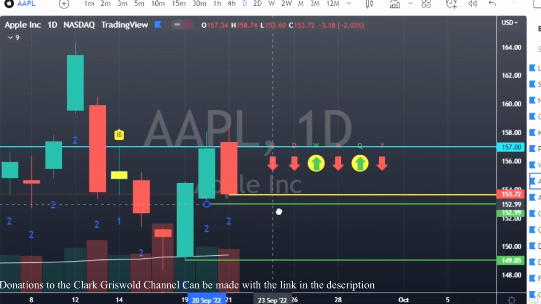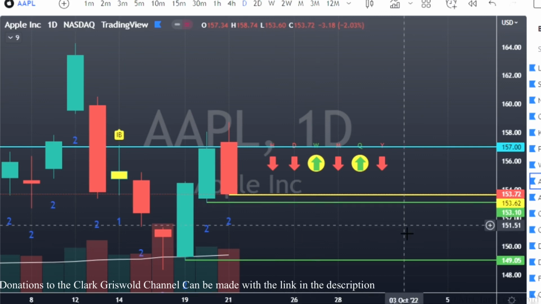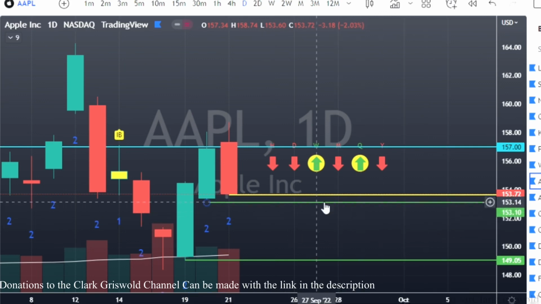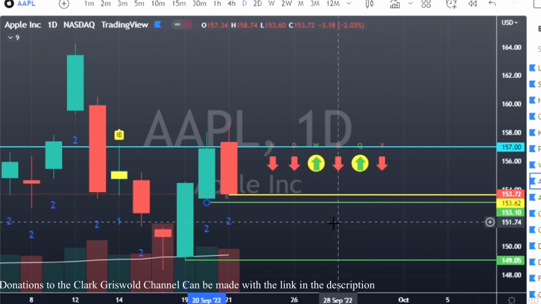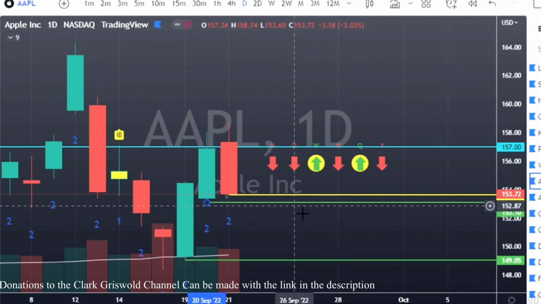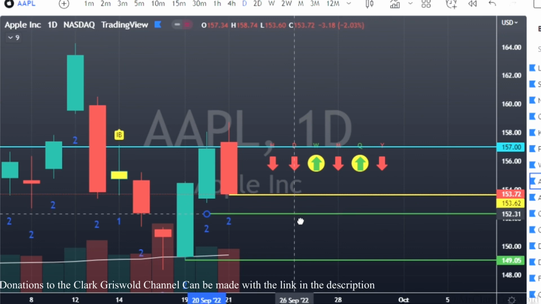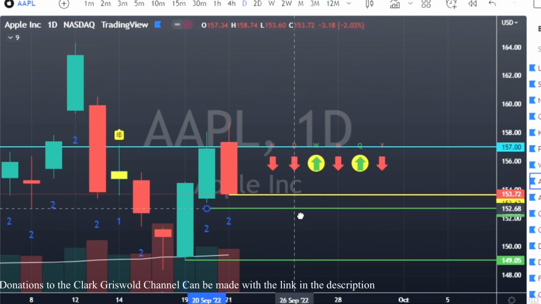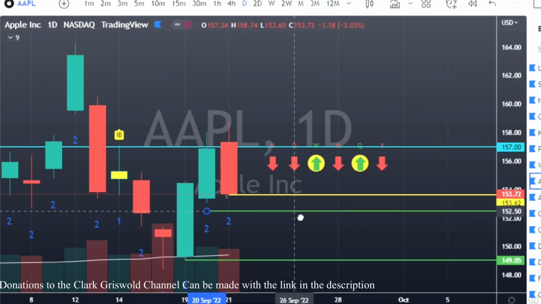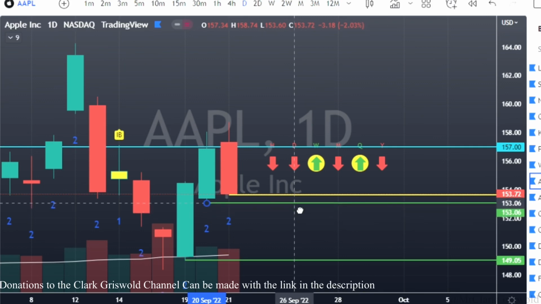Is that what it is? 152. I guess that's a buck. A buck on Apple, is that where we're at? No, it's 10 cents. 153.72 to 153.62. So yeah, I'd like to see this somewhere in that range, somewhere there. I'd like to see at least $1 on Apple for a range.